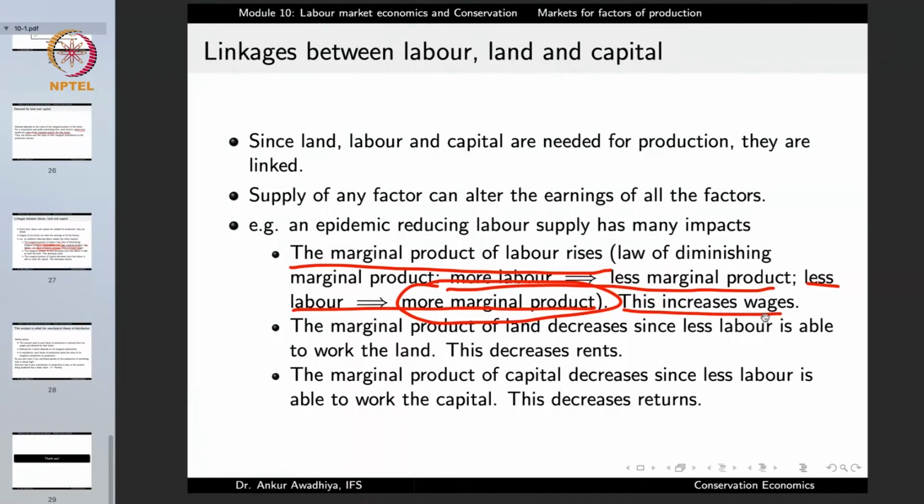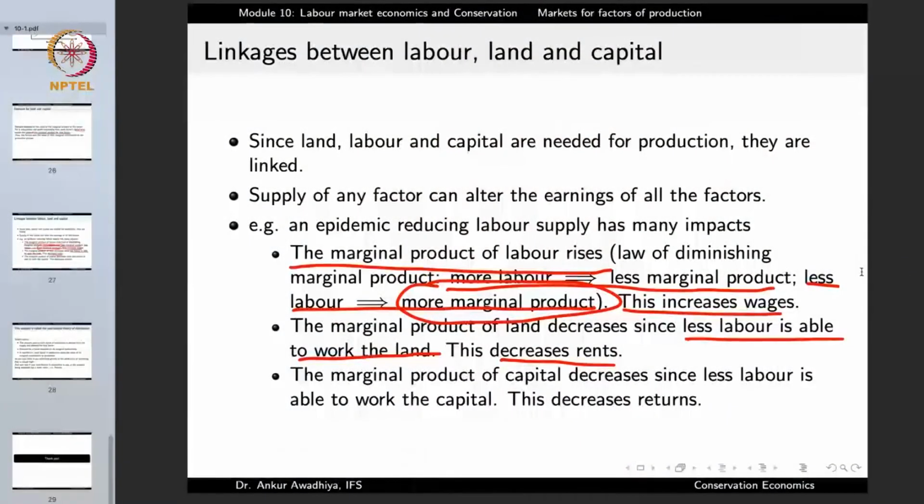But because of a shortage in the labor supply, the marginal product of the land will decrease. Why will it decrease? Because less labor is able to work the land. And in this case, there will be a decrease in the rent. Similarly, the marginal product of capital will decrease because less labor is able to work the capital, and so this will decrease the return on the capital.